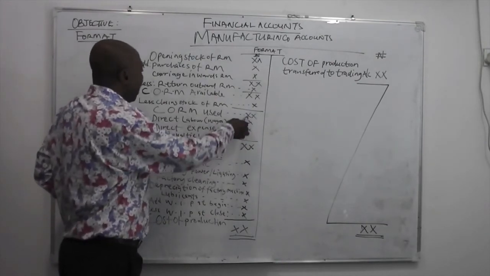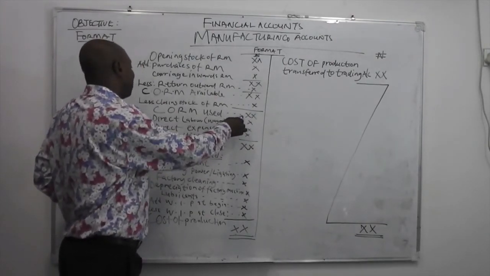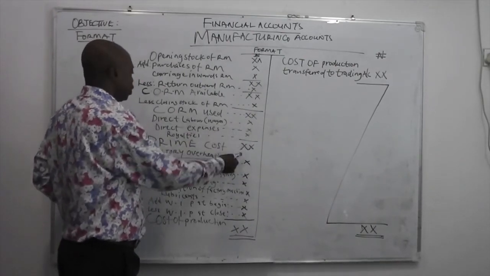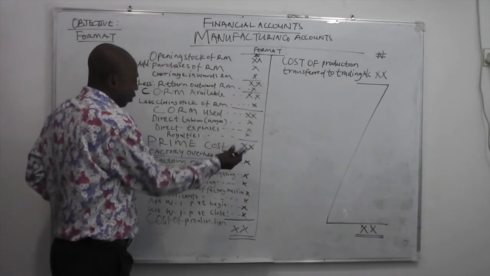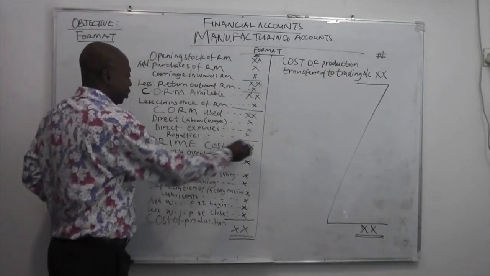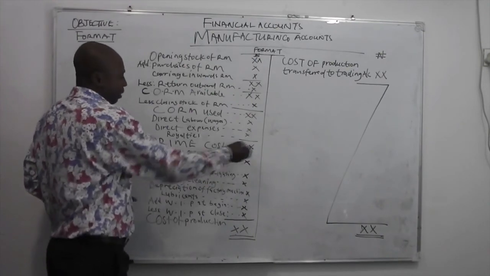These 4 items, the cost of raw material, the direct labor, the direct expenses and royalties, will sum up to your prime cost. This is your prime cost. This is where we are going to. This is where we stopped in our previous lesson.